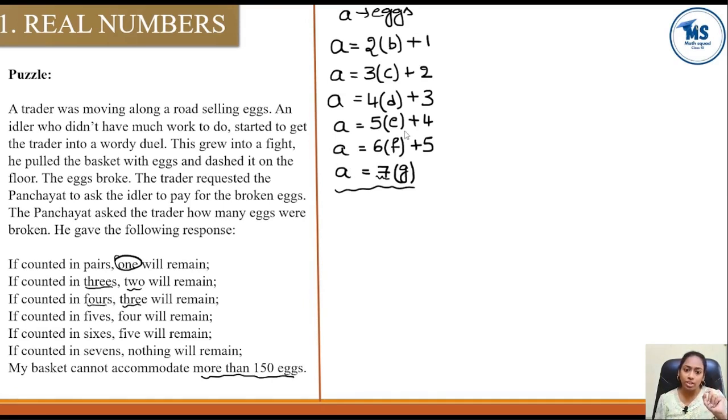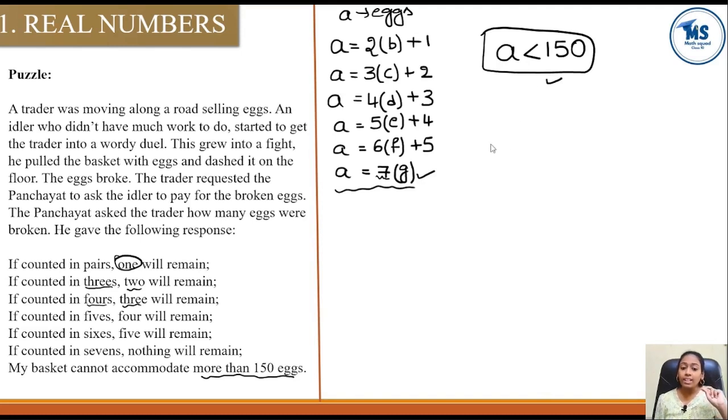We have taken A as the number of eggs, so A is less than 150. A cannot be greater than 150 because he said that his basket cannot fit more than 150 eggs. So the number of eggs in the basket should be less than 150. This is very important. We also got that A is a multiple of 7 and A is less than 150. So we have two clues here.